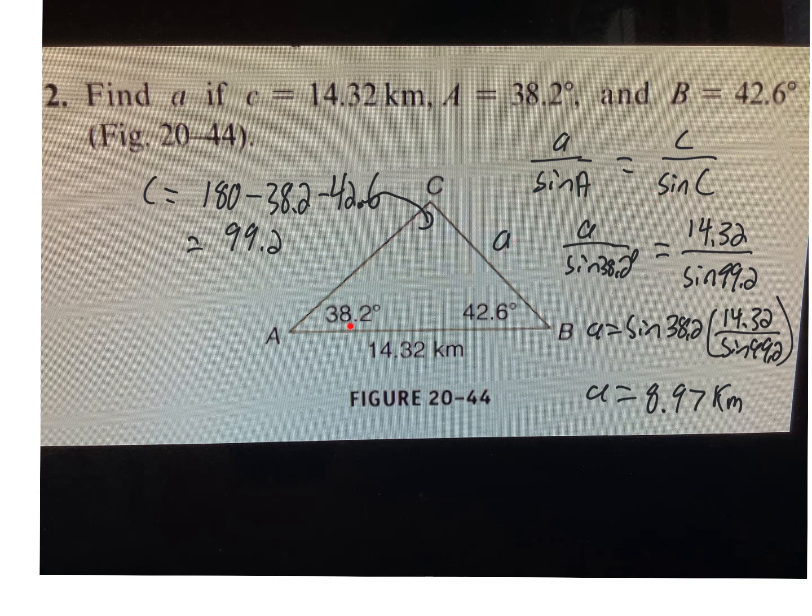Lowercase a over the sine of the angle opposite it equals lowercase c over the sine of the angle opposite it. So we know everything here except lowercase a. So lowercase a over sine of 38.2 equals lowercase c over the sine of the angle opposite it.